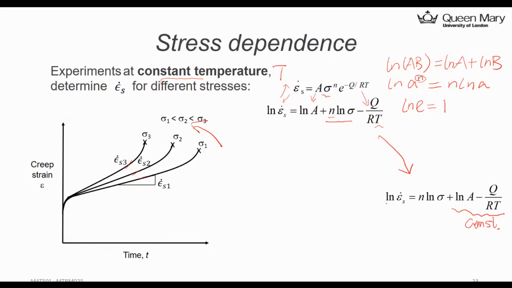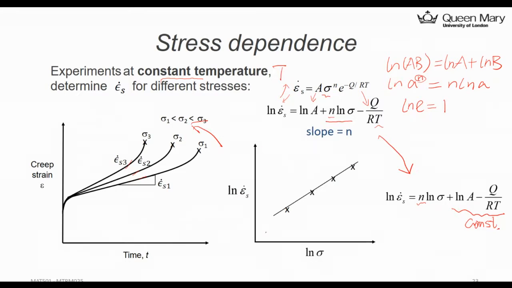And now you're plotting the equation: log strain rate will be just a linear equation with the slope n, and this variable is log sigma. So that's why you will see this curve, log strain rate plotted against log sigma, which has this slope equal to n, which is this one here. And if you really want to calculate something, there's an intersection which gives you the part here.